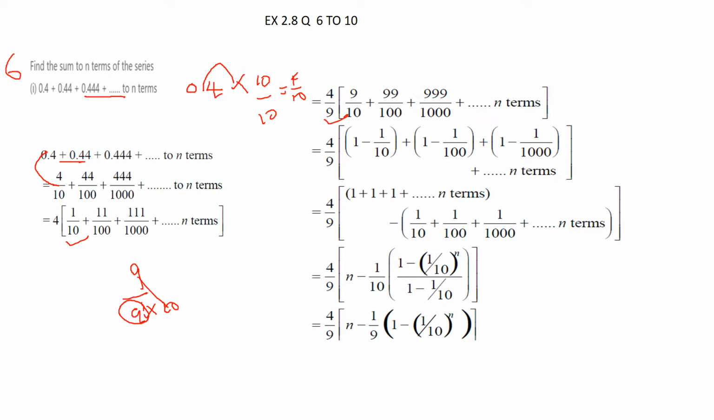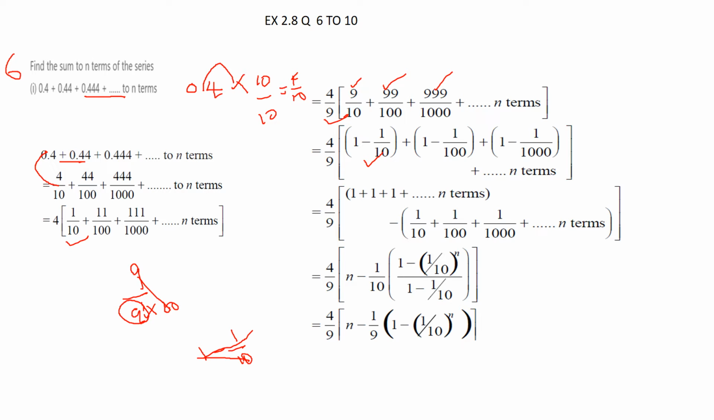9 by 10 plus 99 by 100 plus 999 by 1000 etc. to n terms. After that, how will you write 9 by 10? As 1 minus 1 by 10. If you cross multiply, 10 ones are 10, 10 minus 1 is 9, so 9 by 10 will come. So we can write it as bracket of 1 minus 1 by 10 plus bracket of 1 minus 1 by 100 plus bracket of 1 minus 1 by 1000 etc.